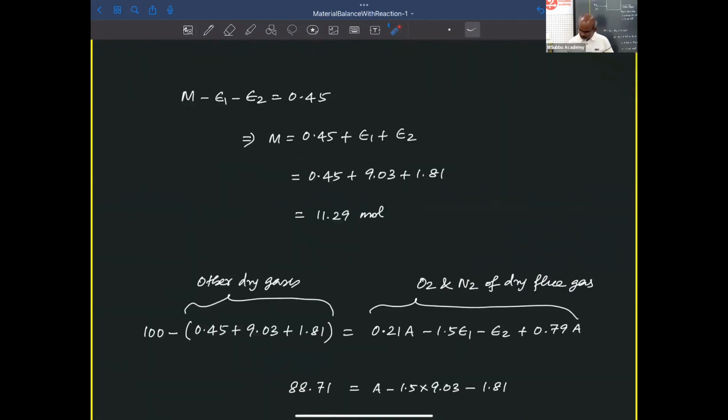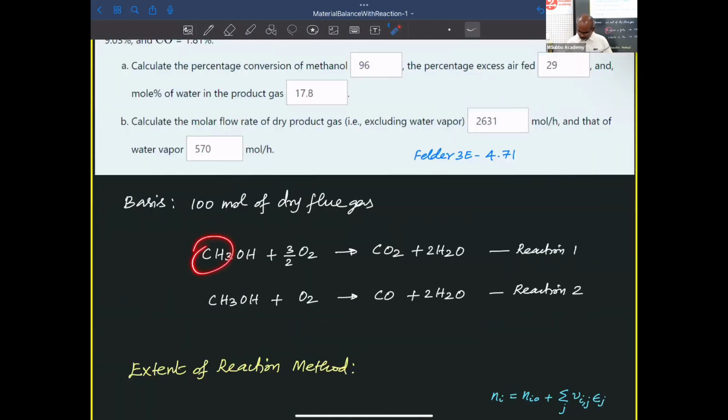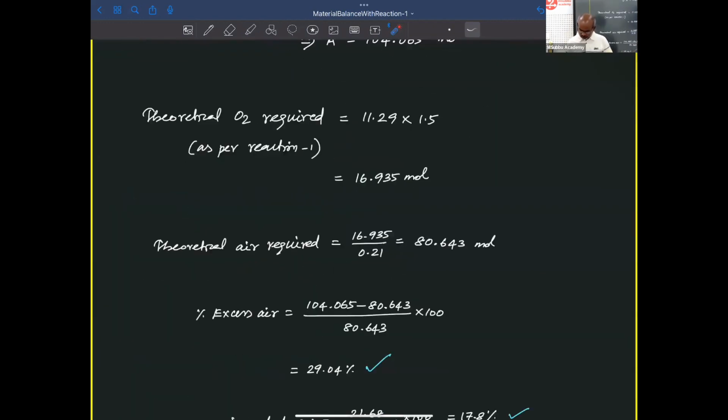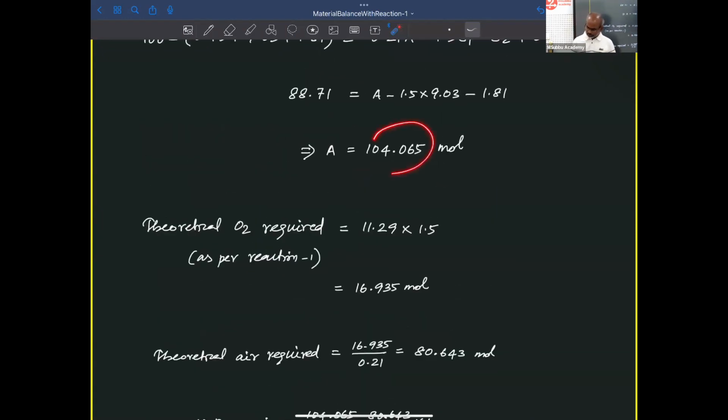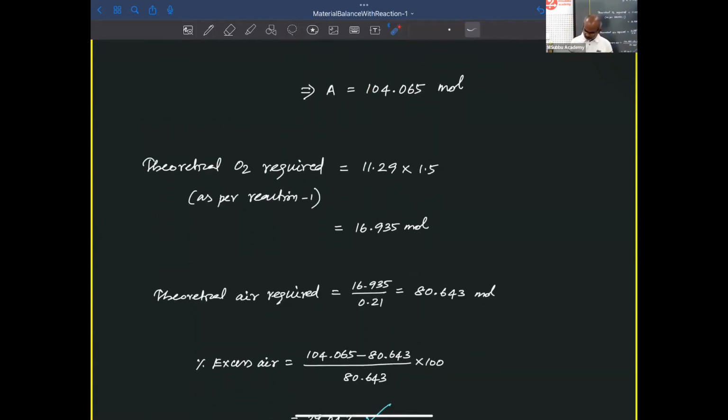One methanol needs 1.5 O2. So from that, we are calculating this theoretical O2 required as M times 1.5. So this is the theoretical O2 requirement, whereas how much air is entering? This is the air entering.